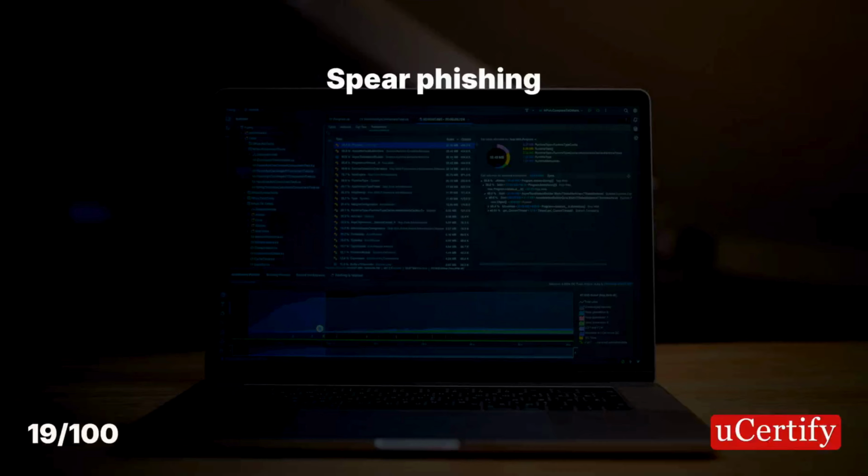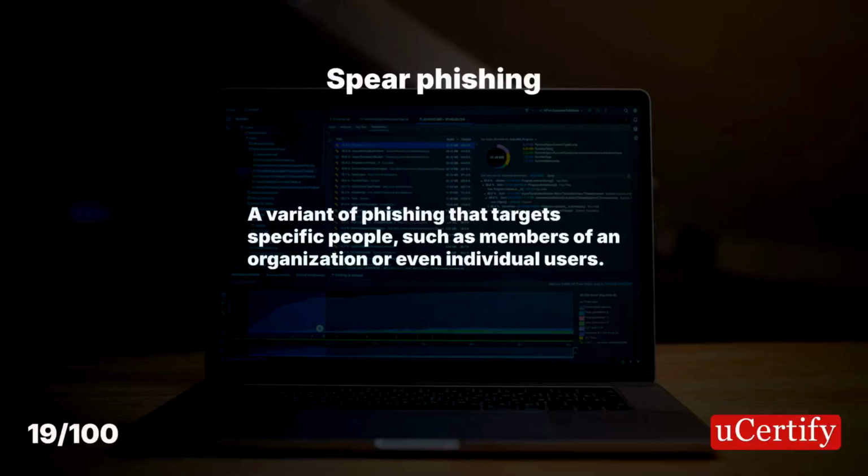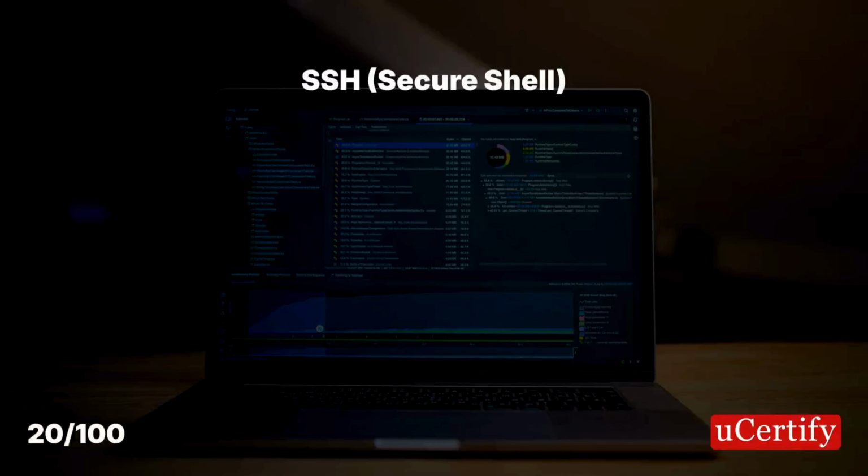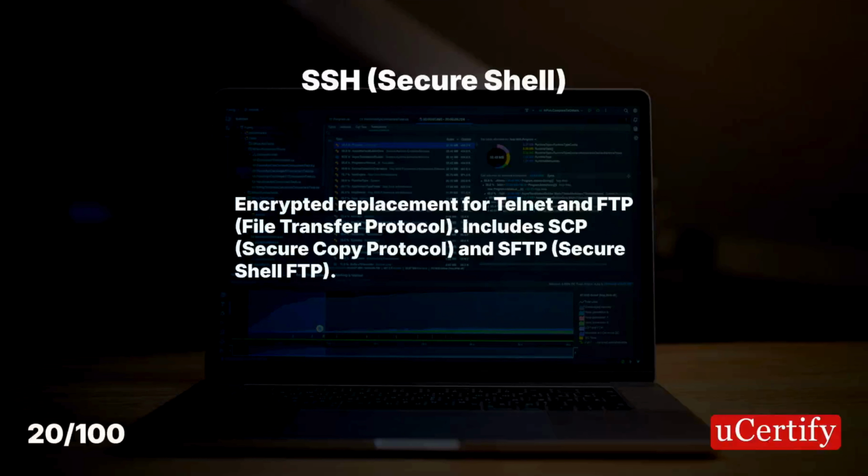Term: Spear phishing. Definition: A variant of phishing that targets specific people, such as members of an organization or even individual users. Term: SSH, Secure Shell. Definition: Encrypted replacement for Telnet and FTP (File Transfer Protocol). Includes SCP (Secure Copy Protocol) and SFTP (Secure Shell FTP).